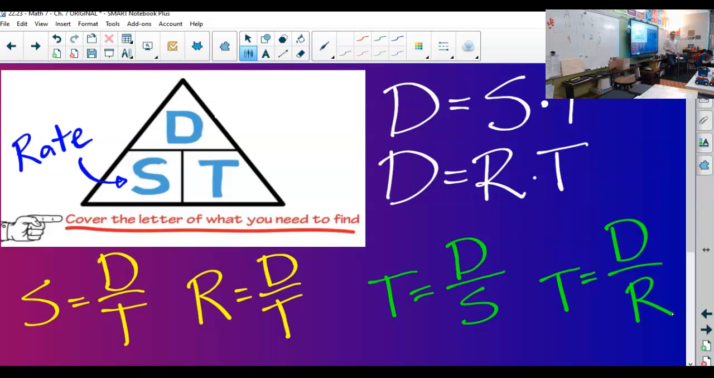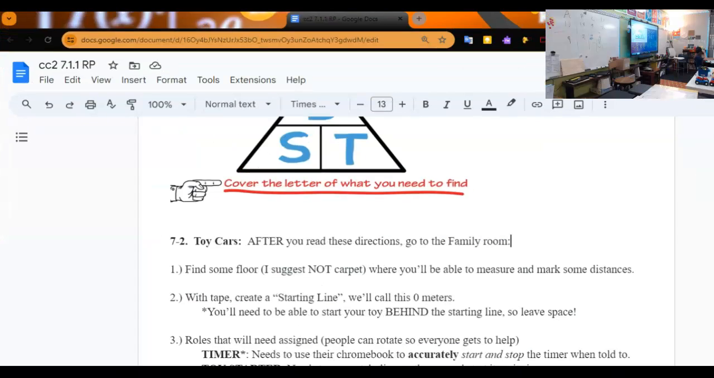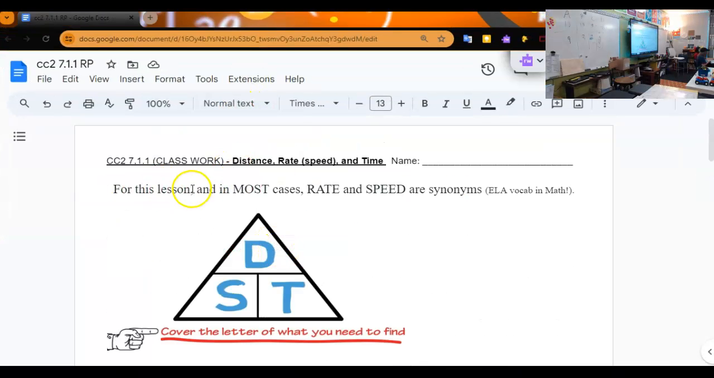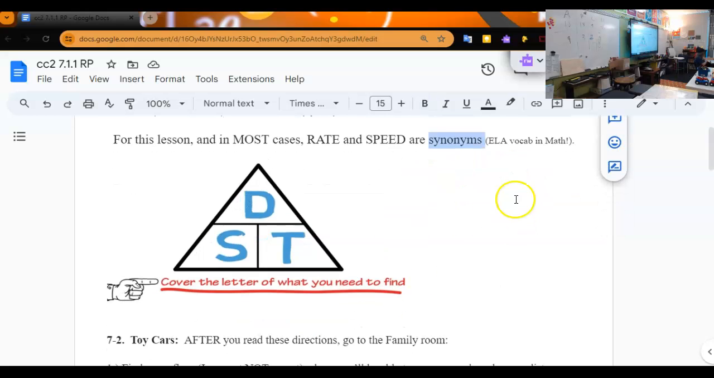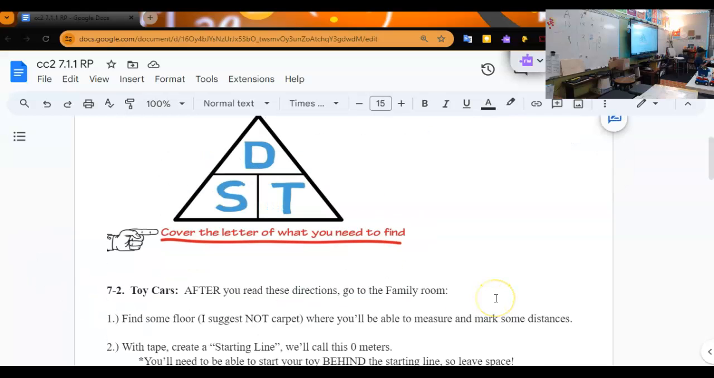Now, none of this really makes that much sense until you see it happening. So what we're going to do today, chess piece. There's a drawer of them right there, right by your left knee. What we're going to do today is go out and do a little lab to practice how these relate to each other. So everyone look at the classwork paper that should be in front of you. This is where we talked about synonyms. You should have some things written down on your paper around this triangle.